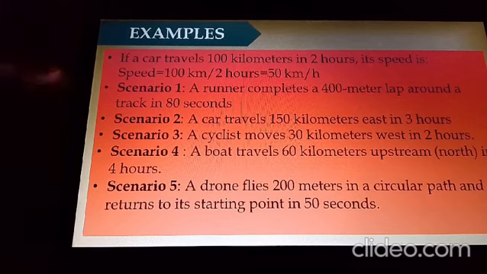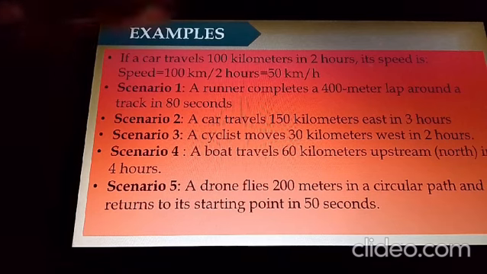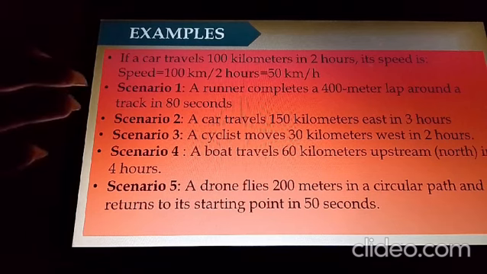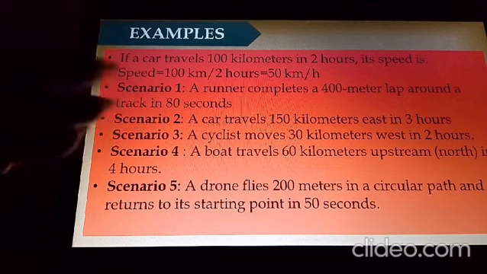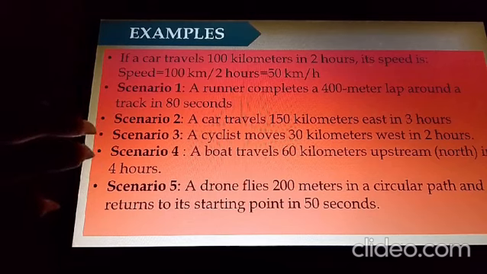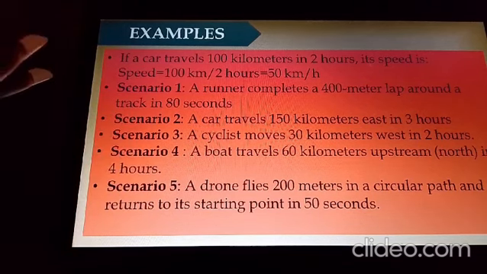You can use the formula of speed to find the answer to these scenarios. Scenario number one: a runner completes a 400-meter lap, which is the distance around a track, in 80 seconds. Now you can find out the speed. Similarly, scenario number 2: a car travels 150 km east in 3 hours. What will be its speed? You can use the formula and find the speed.